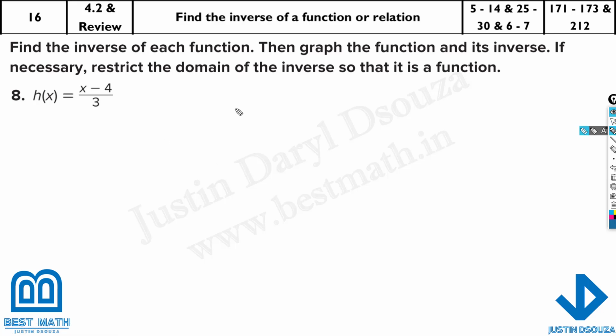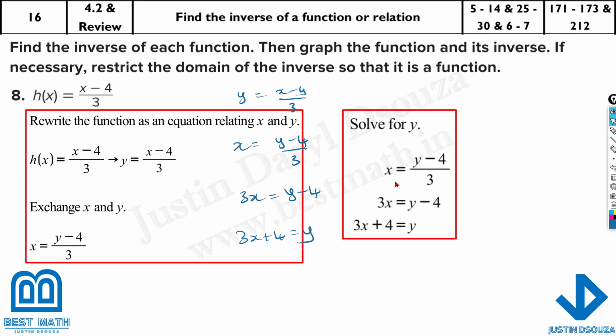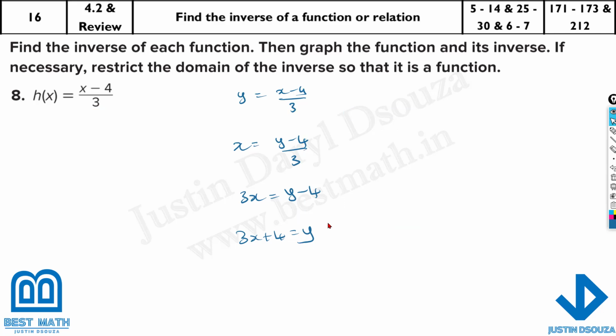Now, how do you find the domain here? See, they are also told to restrict the domain. The inverse is what we are solving now. Restricting domain mainly comes when there is square root, which I'll show you when a problem comes. But here now, it's y is equal to x minus 4 by 3. Swap the x and y. X is equal to y minus 4 by 3. 3 to the other side becomes 3x is equal to y minus 4. And take the 4 to the other side. 3x plus 4 equals y. Now these are all having domain of minus infinity to infinity. There's no problem. These are all linear functions. Here we go. The graph is very simple.